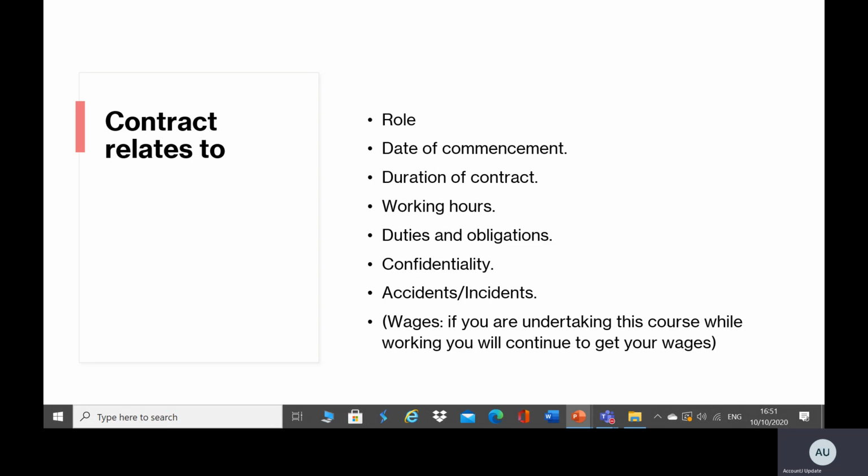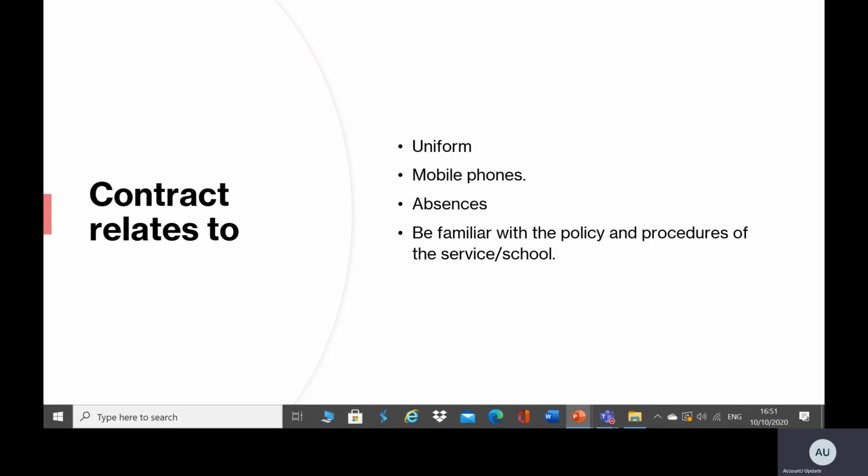Now, you don't have to put this in if you are all working. Wages. If you are undertaking this course while working, you will continue to get your wages. So they're not going to stop your wages for 120 hours. So there's no need for you to put anything about wages in. Now, if you want to add something to it, you can, but there isn't any need. Uniform, mobile phones, absences, and being familiar with policy and procedures of the service and school. More or less exactly what we covered in the previous one.